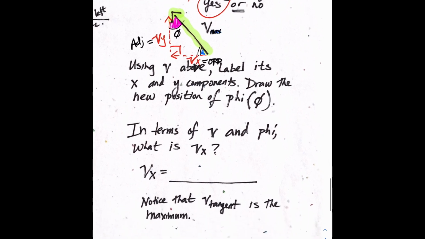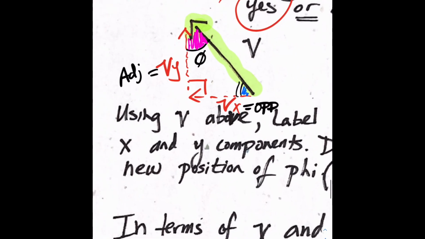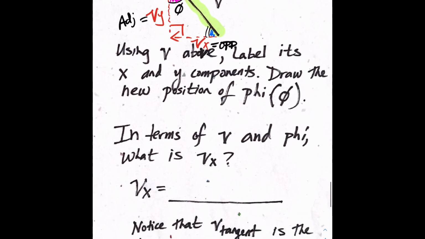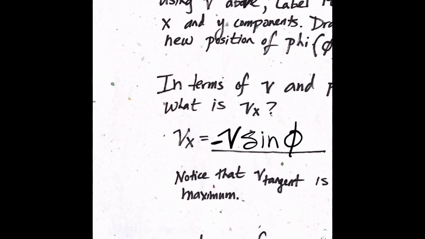Good. In terms of V and phi, what is Vx? Well, Vx is an opposite. So Vx, and maybe I shouldn't call it Vmax. It looks like that's going to confuse people, or it's going to create a new layer to the problem we don't need. So we can just call this V, but V is Vmax. Since it's an opposite, it's V sine of phi. Since it points left, we're also going to have to include a negative sign right here, because it's pointing left.